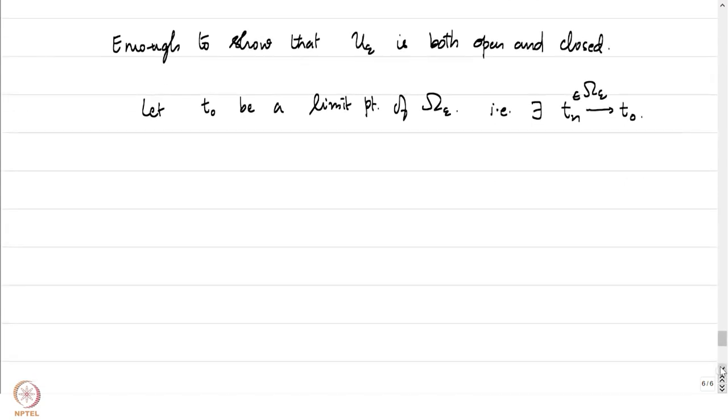So, the first observation is that if t n is greater than t naught, then we are done, then t naught is automatically in U epsilon, because if t is in U epsilon, all t prime less than or equal to t will also be in U epsilon. That is how the definition of U epsilon is. And because of that, we can assume that t n is a sequence converging to t naught from below. Hence, we may assume t n converges up to t naught.